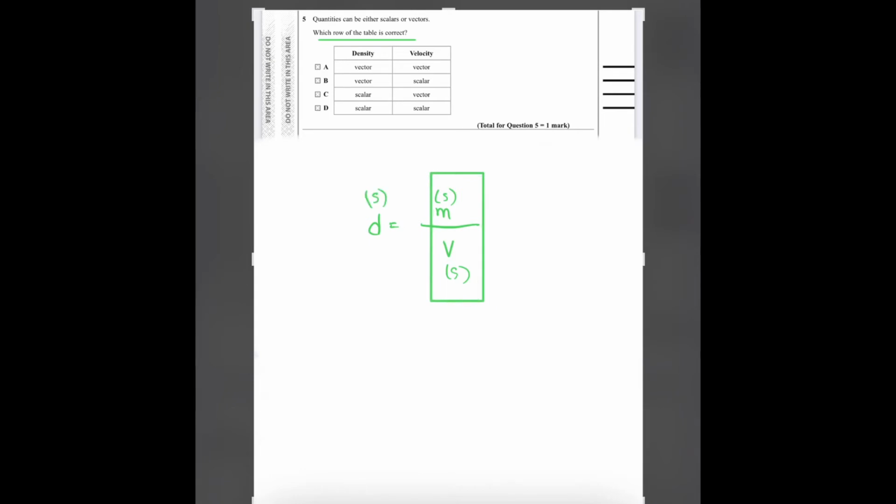The left hand side would also be a scalar quantity. And velocity is a vector quantity since it has a direction. It is because velocity equals displacement by time. So displacement is a vector quantity and time is a scalar quantity, so velocity would be a vector quantity. So the answer to this question is C.